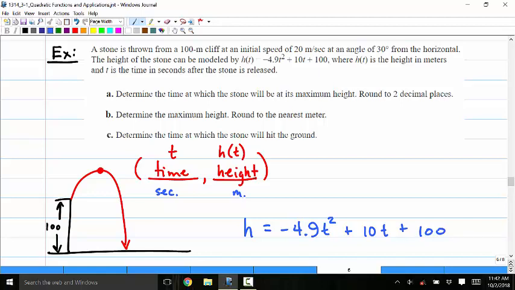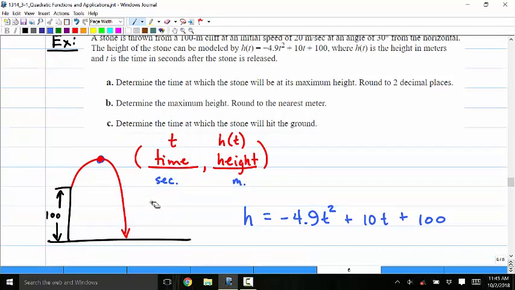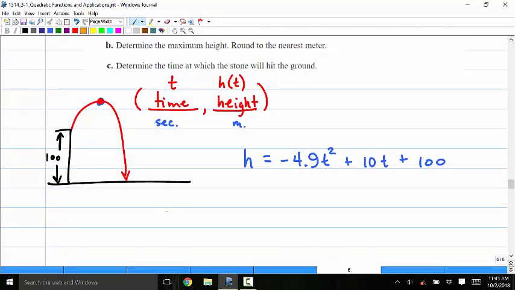It says, part A, determine the time at which the stone will be at its maximum height. So here's the maximum height. Wait a minute, that's the vertex, right? Yeah. It's wanting the time of the vertex. That's the x value, yes? How do we find the x value of a vertex? X equals negative b over 2a. Well, it's not x here, it is t.